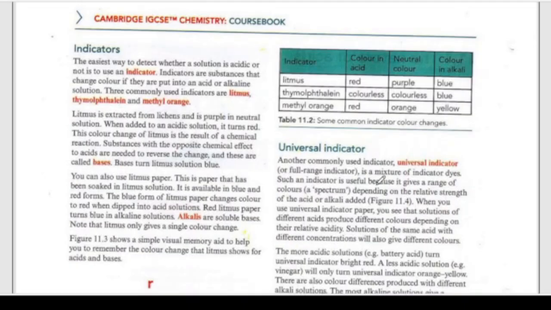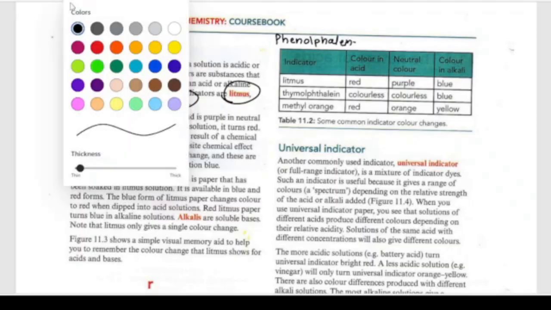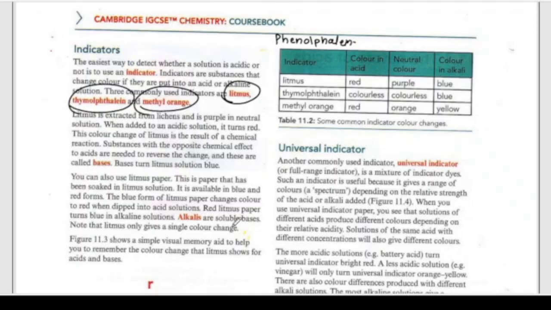Now when it comes to indicators, you all know indicators are used mainly to indicate whether the solution that you have is acidic or basic, right? So basically we find that out by using different indicators. What are the different indicators we have? We have litmus, we have thymolphthalein, we have methyl orange, and I'm going to give you one more indicator, that is phenolphthalein, and phenolphthalein is one of the important indicators. Okay, so what color changes are there? From the exam point of view, you don't have to remember everything, like what litmus is and how it has been prepared.